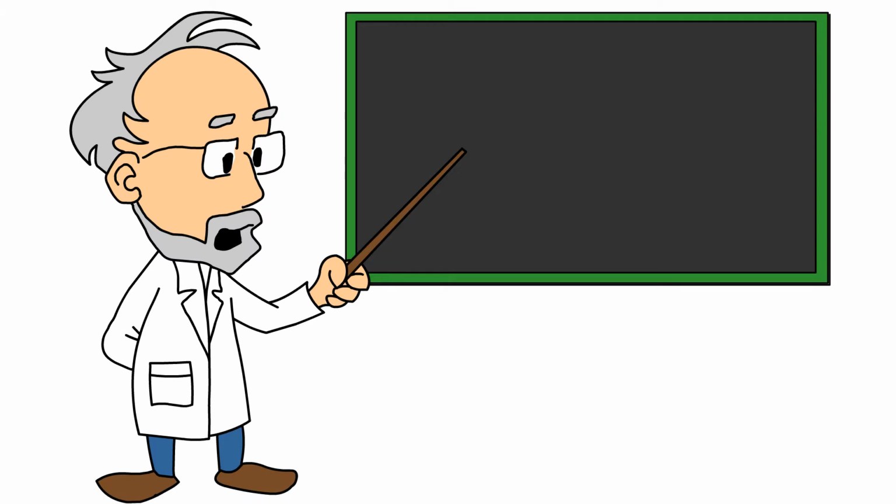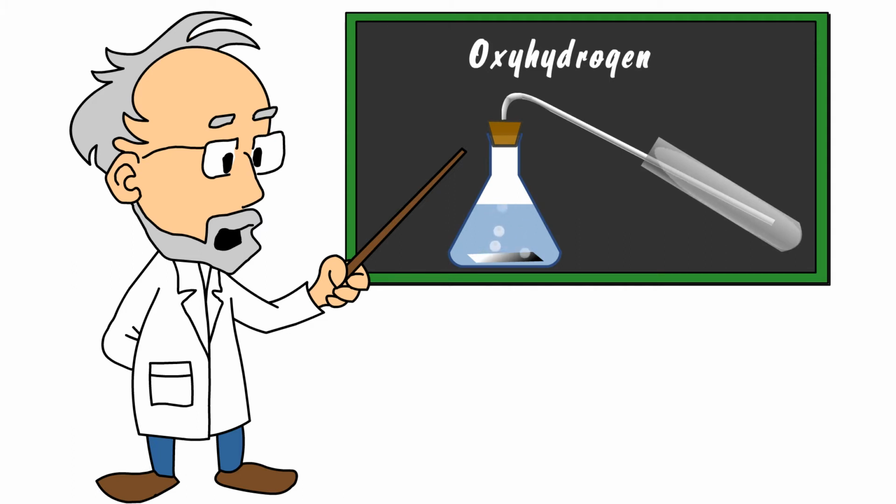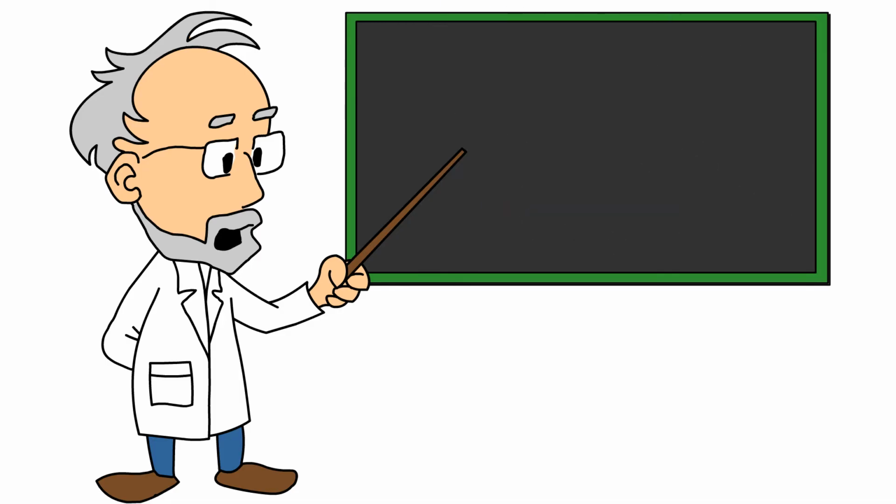Most of us have at school been made familiar with the term oxyhydrogen. We made this by first producing hydrogen in a reaction between a metal and hydrochloric acid. The hydrogen gas was let down in a tube where it mixed with air to form oxyhydrogen. The gas was ignited, resulting in a small explosion.